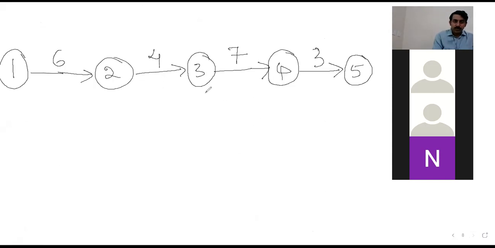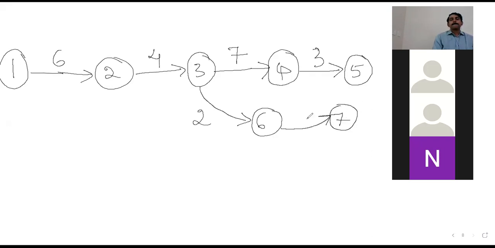So if you see here, what is it? 3 dash 6, is it right? 3 dash 6, and what is the duration for this? Duration is 2 days, sir. 2 days. Correct. Next, 6 dash 7. 4 days. 4 days.